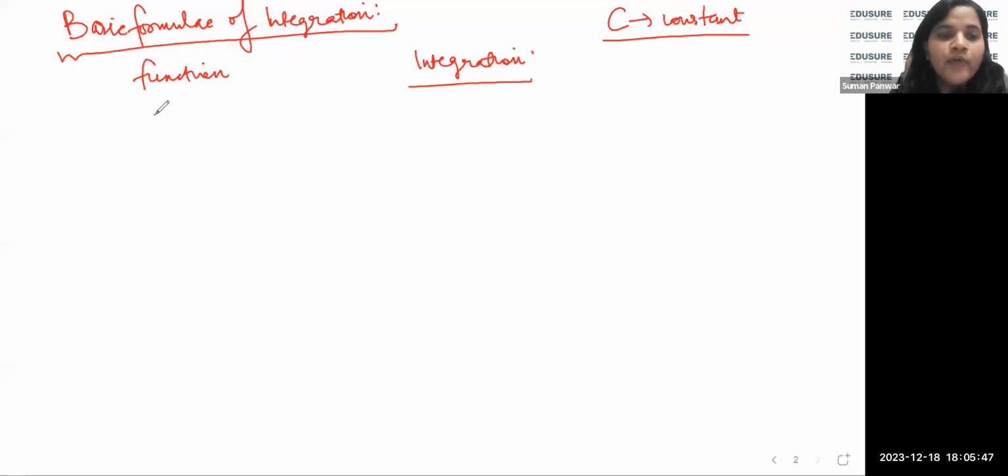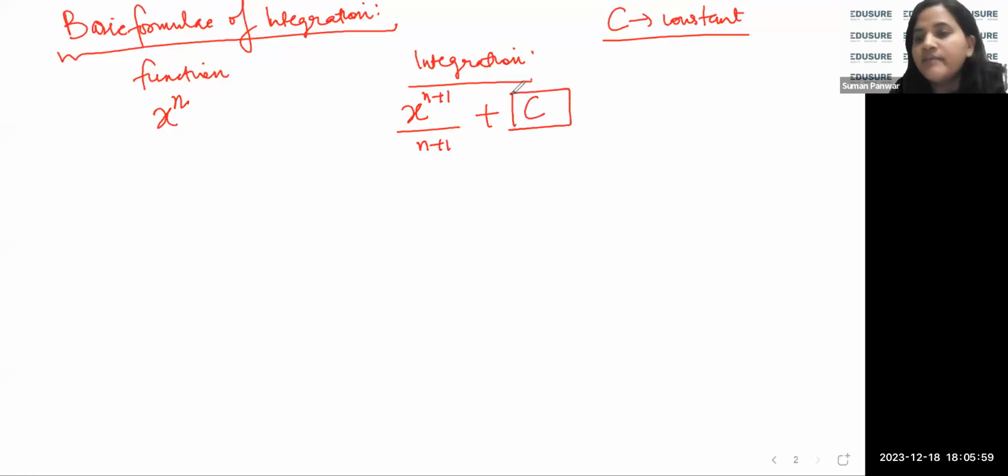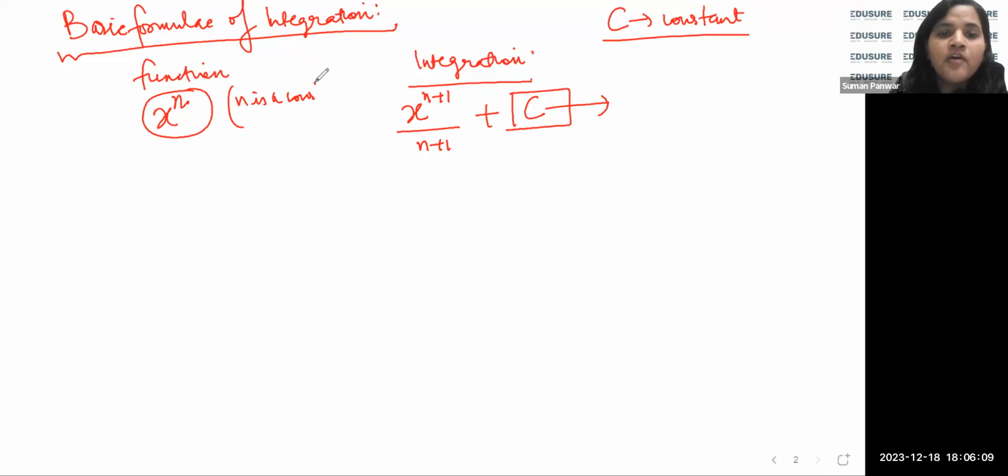Let's see. When I integrate x raised to the power n, the integration will be x raised to the power n plus 1 divided by n plus 1, plus c. This is a constant. We will come to it. But we will add it to every answer. Here x raised to the power n, where n is a constant. First. Second, what is the integration of e raised to the power x? e raised to the power x plus c.